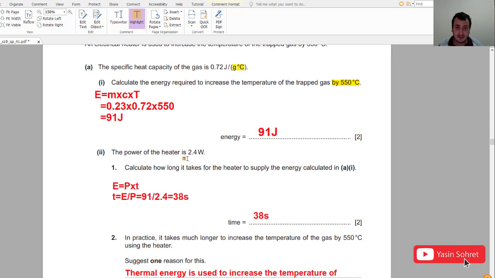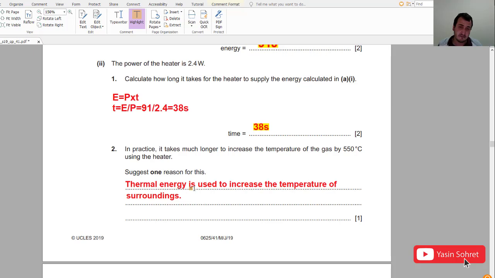The power of the heater is 2.4 watts. Calculate how long it takes for the heater to supply the energy calculated in part A. So energy is equal to power times time. This is the formula, and time is equal to energy over power. We know the energy is 91 joule over 2.4 watt, which is equal to 38 seconds.